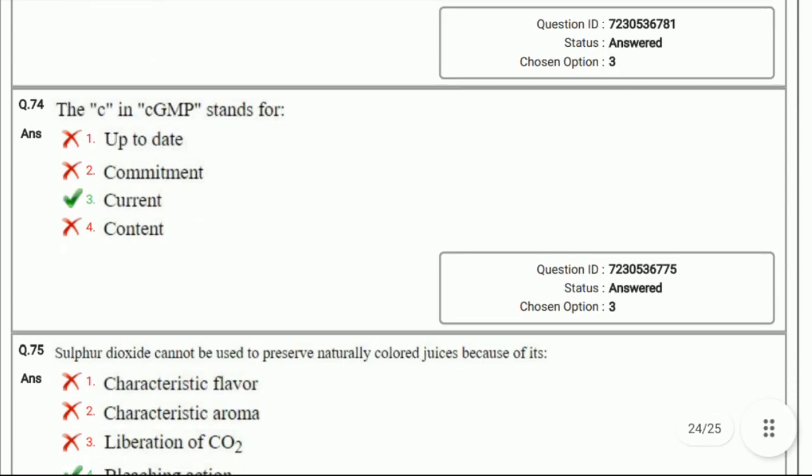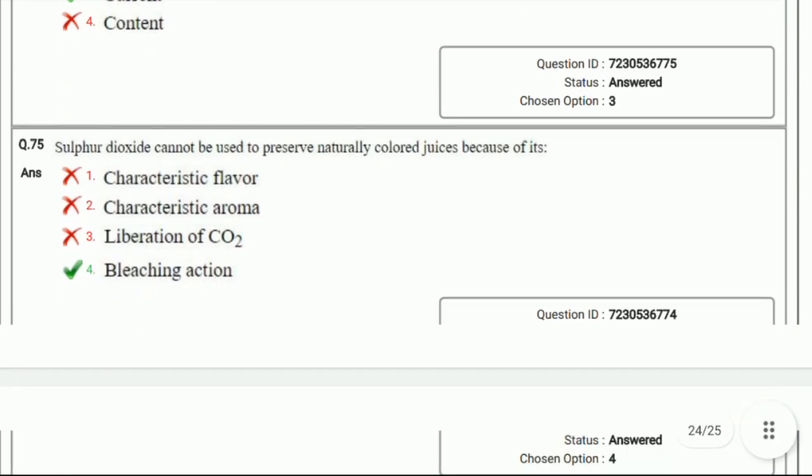Next question. The C in CGMP stands for, and we have discussed the same thing in a previous question. CGMP stands for current good manufacturing practices. So C stands for current. Next question. And the last question.